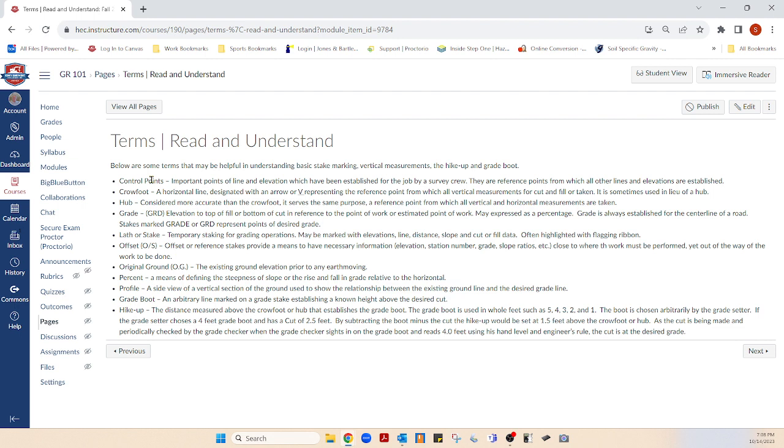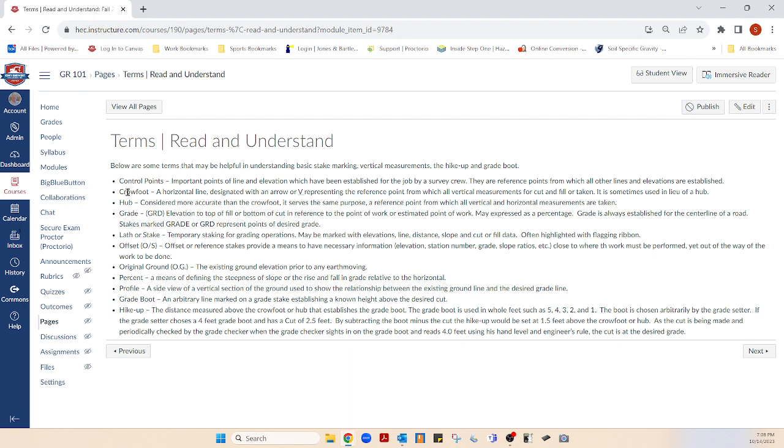The center top of that hub will have a tack, and use that tack to measure horizontal distances from that point. You set your grade rod on top of that hub, and that's your vertical measuring reference, whether it be up or down in a cut, which goes down in the ground.